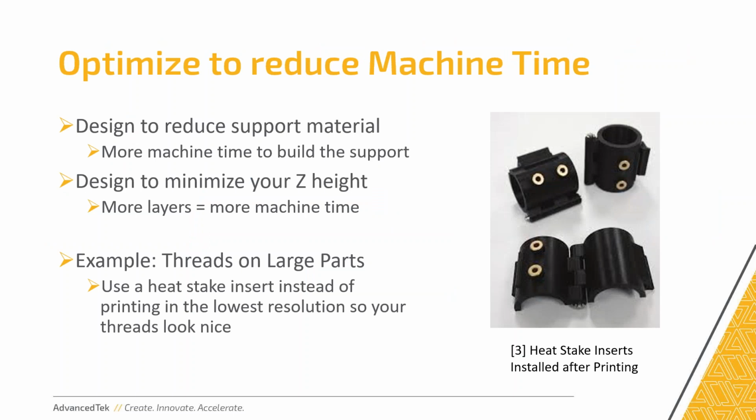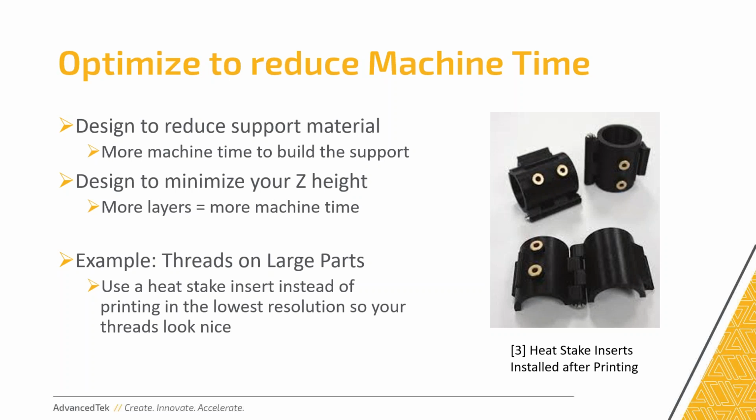So reducing your machine time. Anytime that my machine is building support material, that is part of your part that is not going to be used in the final product. So anything we can do to design around that and eliminate that, and you'll see reducing support usage as a theme here. Keep your parts low, minimize your Z height, keep your parts smaller if possible. More layers are basically going to equal more machine time, which also means use your thickest acceptable layer resolution.